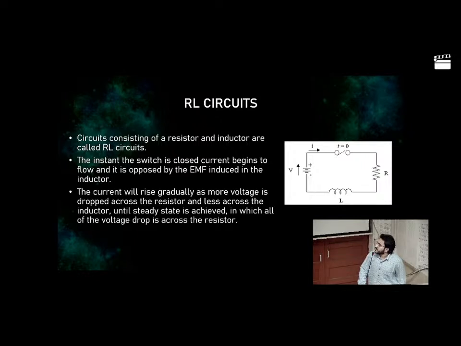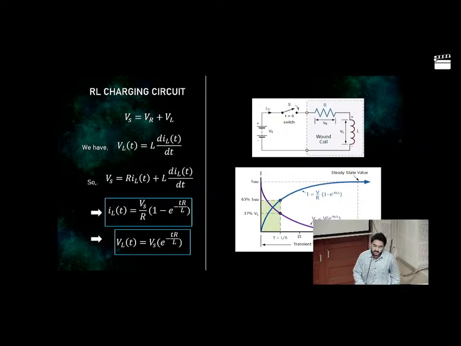Now an inductor has an intrinsic property that it doesn't allow sudden change in current. Just like a capacitor doesn't allow sudden change in voltage across it, an inductor will not allow any sudden change of current. Therefore, if we go to the charging circuit, as soon as the switch is closed, the inductor will behave as an open circuit. That is why the entire voltage will appear across the inductor and the current will be 0.